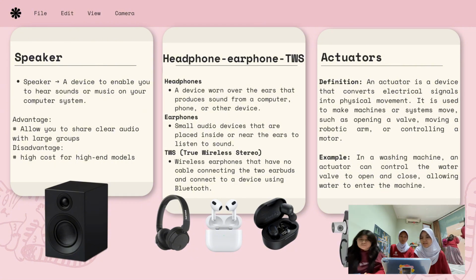An actuator is a device that converts an electrical signal into physical movement. It is used to make machines or systems move, such as opening a valve, moving a robotic arm, or controlling a motor. An example is a washing machine. An actuator can control the water valve to open and close, allowing water to enter the machine.